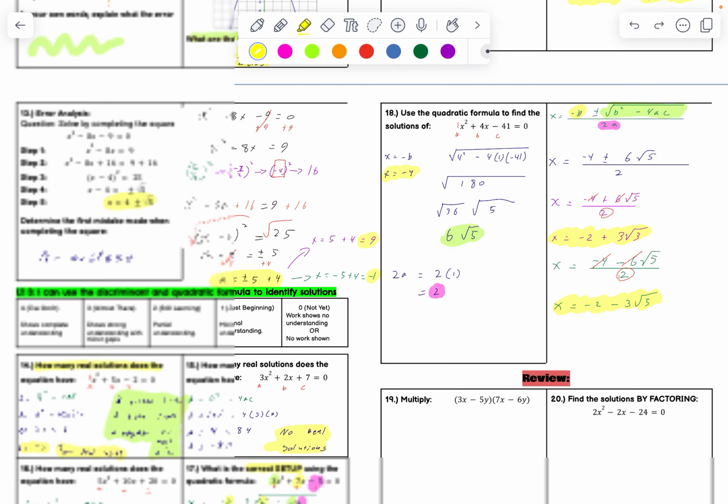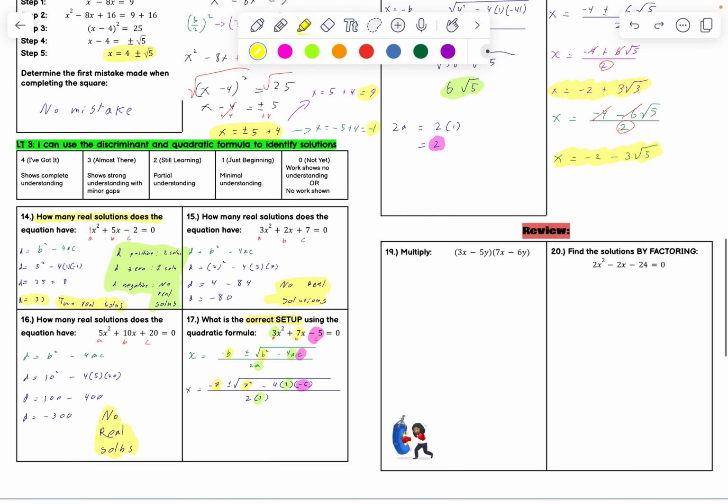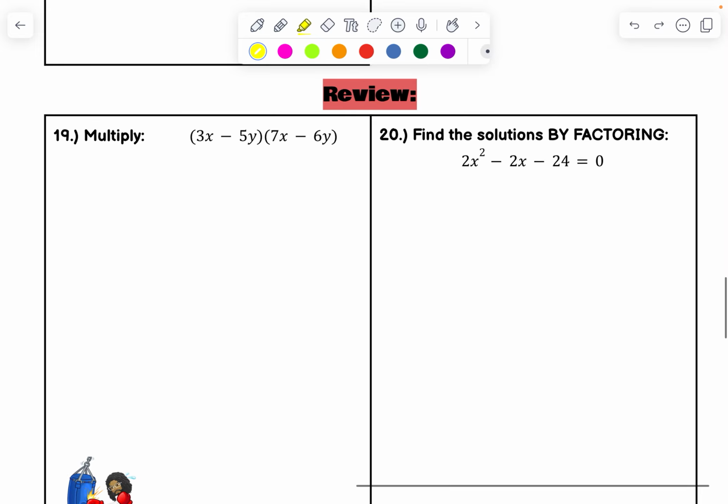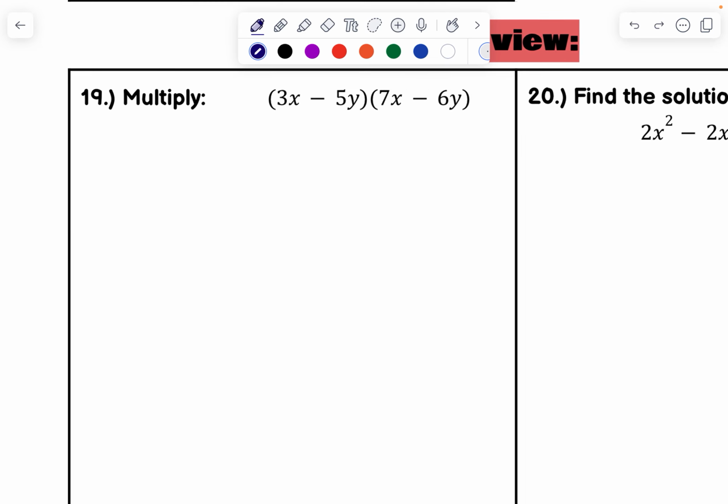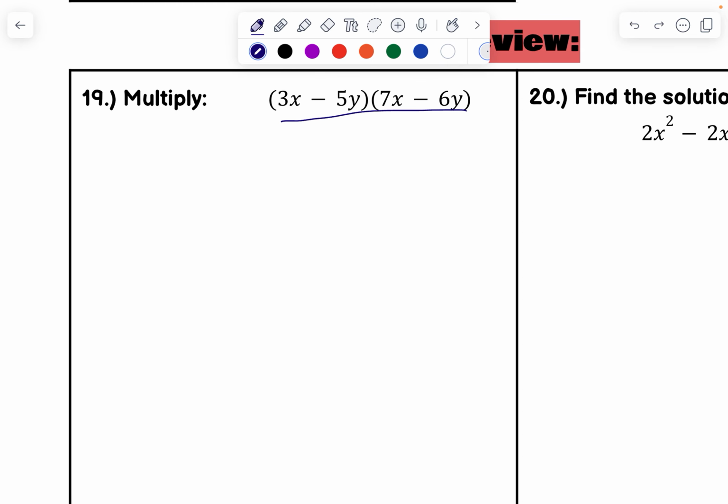All right, guys, to finish off here, since we're here anyways, let's go ahead and handle the review for these last two problems. This is spiraling back from some of our previous exams, so you may remember how to do these. Let me handle these very quickly to wrap up, because we will see something like this on the exam. Looking at problem number 19, it looks like these two are multiplying. You may be thinking box method, and you are right. We need the box method here.